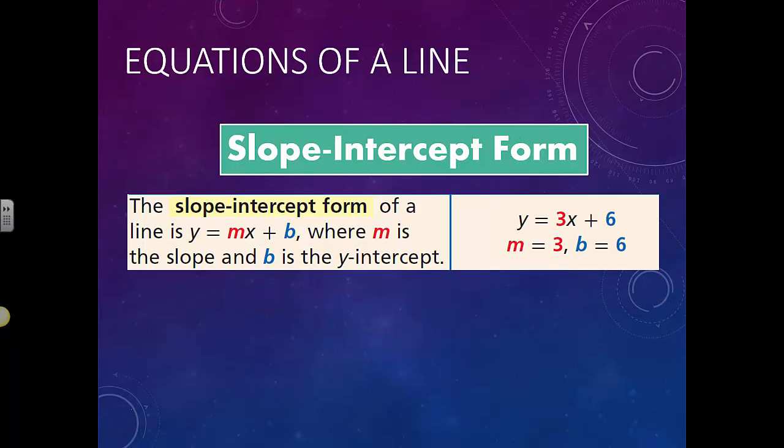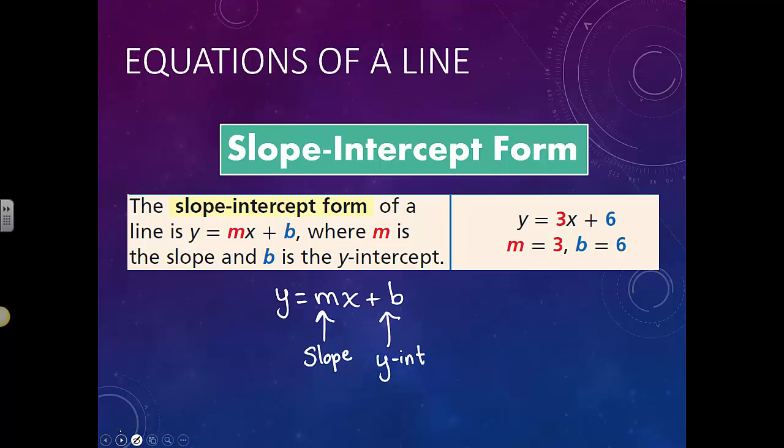Okay, you probably also remember from algebra the slope-intercept form of an equation, which is y equals mx plus b. Where m still represents the slope of the equation, and b represents the y-intercept of the line. So if you look at this one, y equals 3x plus 6, the slope is 3, and the y-intercept is 6. So we're going to practice graphing those in just a moment.